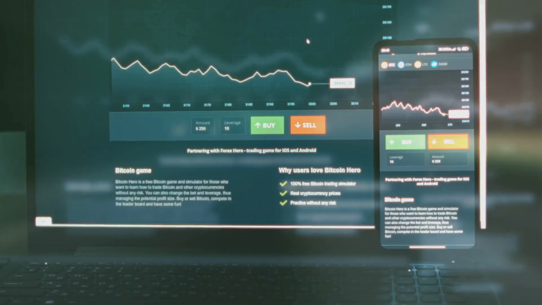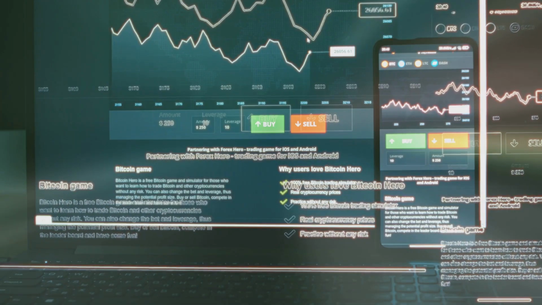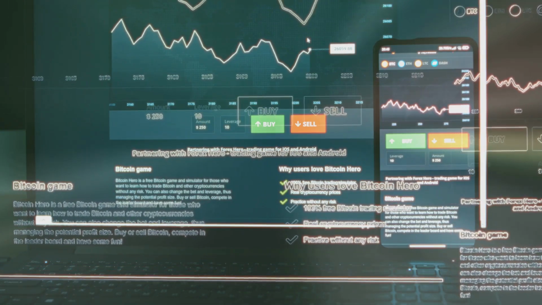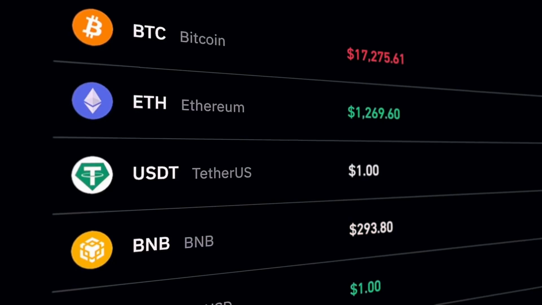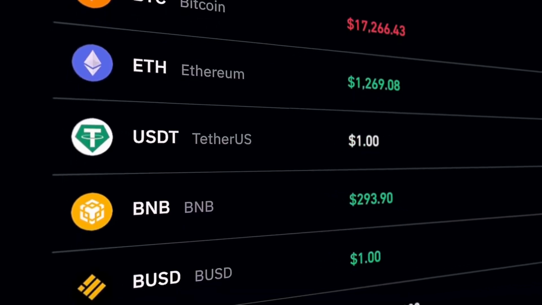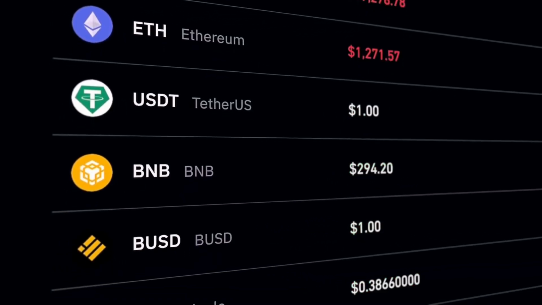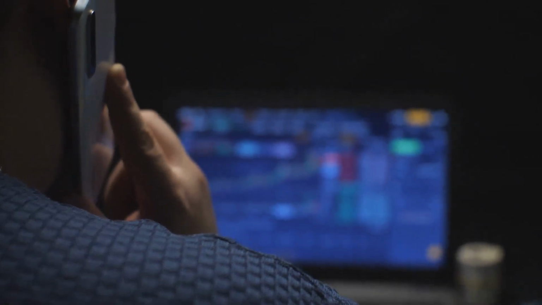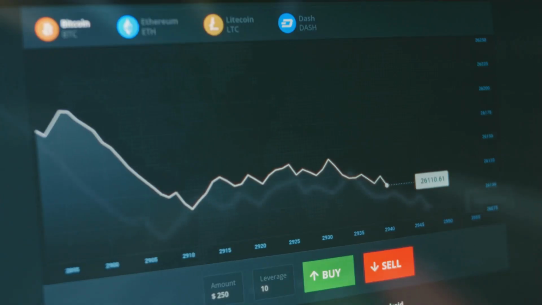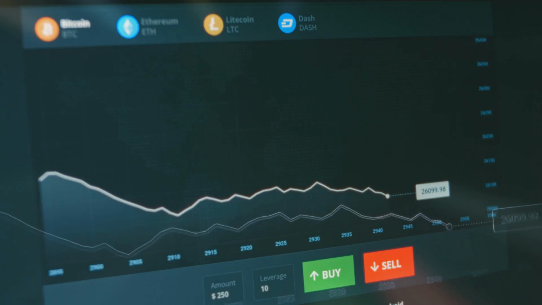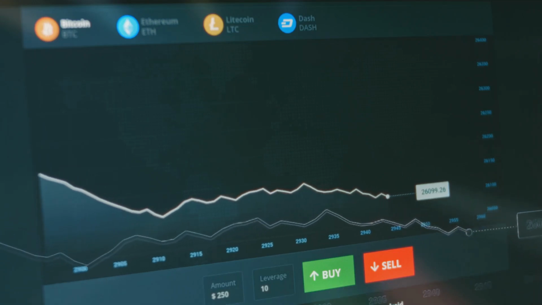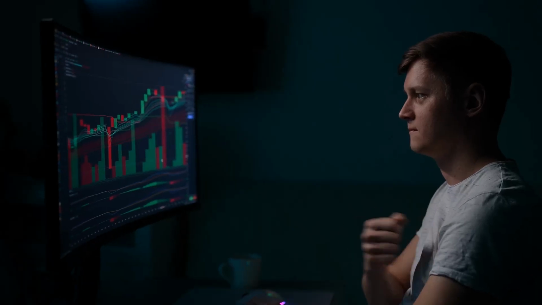Special discount. Now let's talk about how to use Coinbase Pro, your ultimate guide to crypto trading. Alright, so you've signed up for Coinbase Pro. Great choice. First things first, log in and you'll land on the dashboard. This is your command center. You'll see charts, order books, and your portfolio all in one place. It's like Christmas morning for traders.